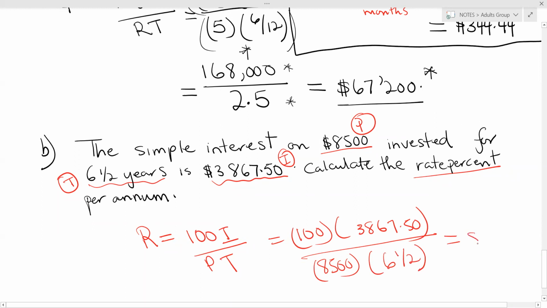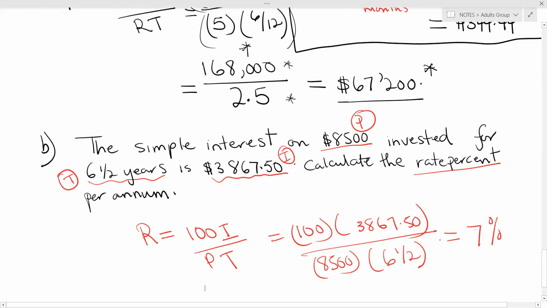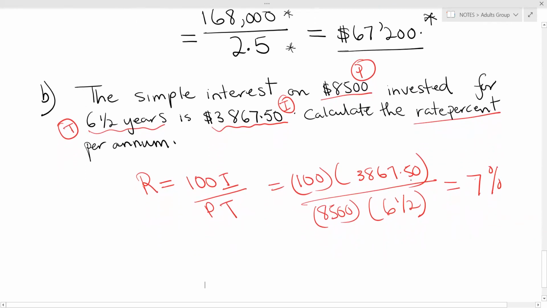And your answer will be, of course, you put in your middle step and make sure your answer matches my answer. Why do I have a dollar sign? It's a percent as your answer. 7% rate. So simplify your stuff and make sure you get 7%, please.